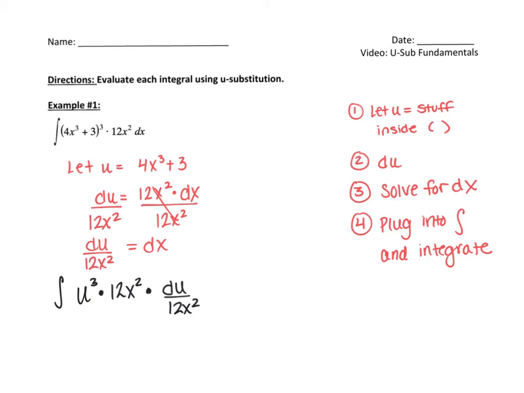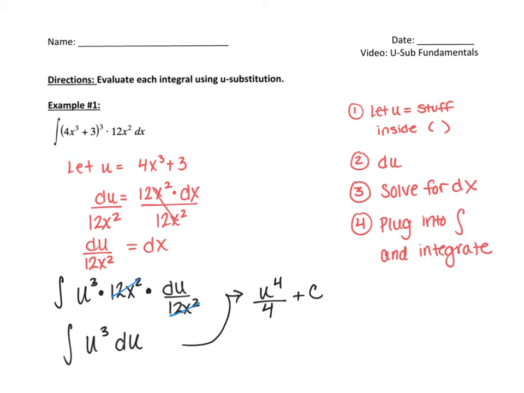Now, this may look very funny to you. You absolutely cannot integrate this with x's and u's. But what happens, you should notice that this 12x squared cancels with this 12x squared. So we now have the integral of u to the third du. And that is absolutely okay because we have the same variable. So what is the integral of a simple thing like u to the third? Well, we add 1 to the power, so u to the fourth over 4, and then put a plus c.